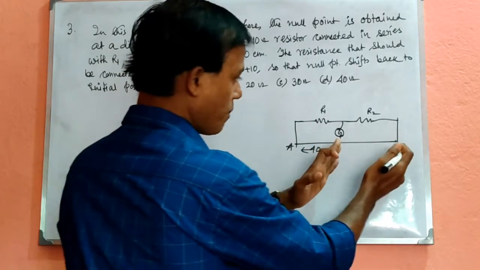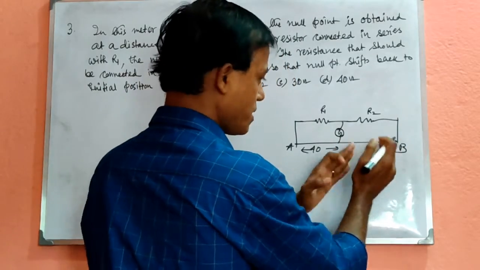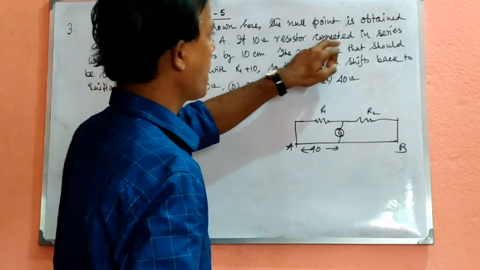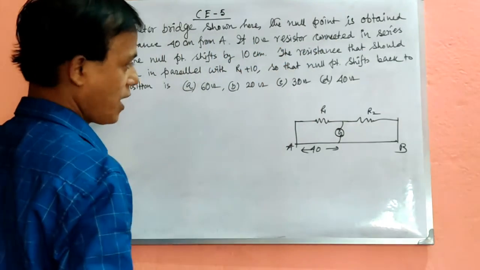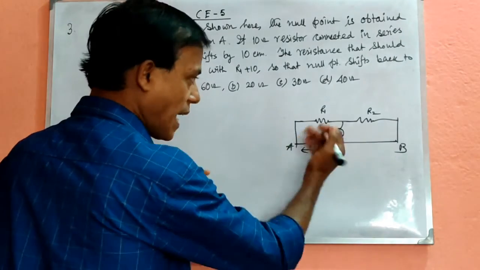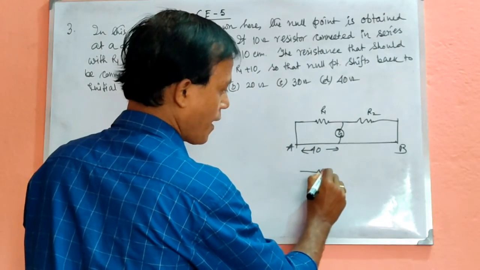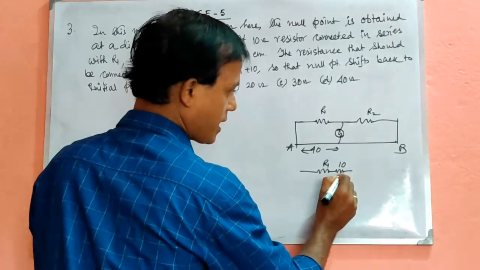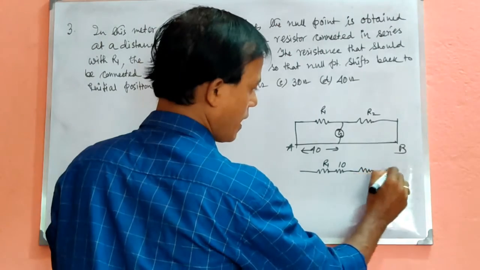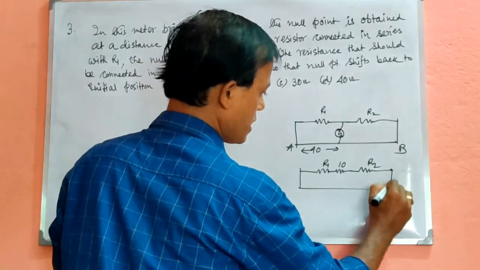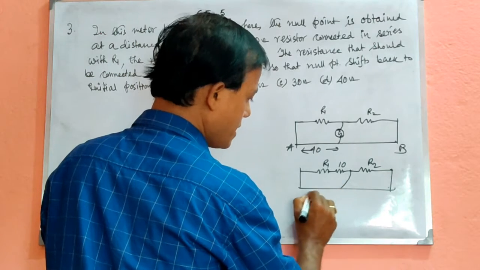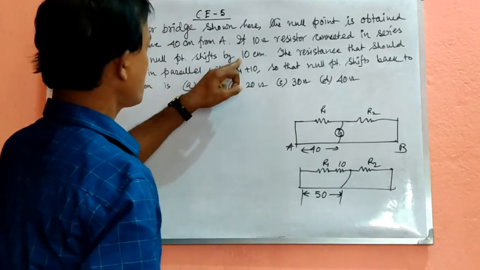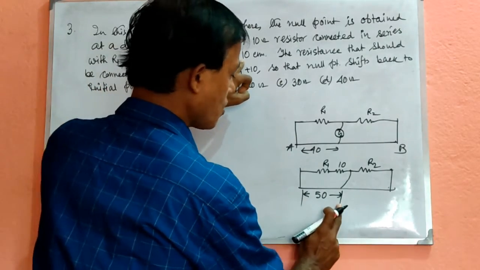Hence the Q part is 100 minus 40, which means 60. If a 10 ohm resistance is connected in series with R1, this is the first case. Second case: a 10 ohm resistance is connected in series with R1, and here it is R2, and this is the galvanometer. Here the distance is 50, that is 40 plus 10, because the null point shifts by 10 centimeter.